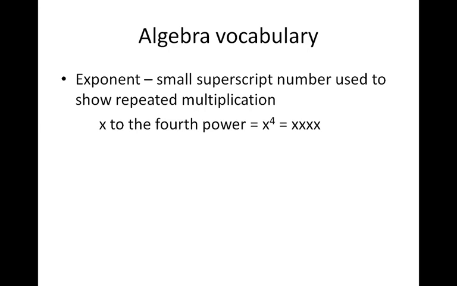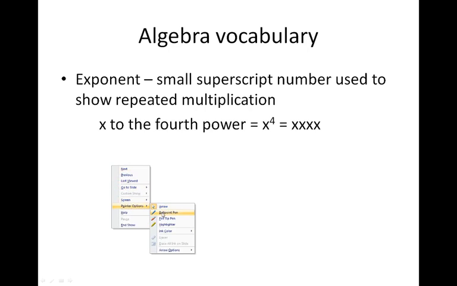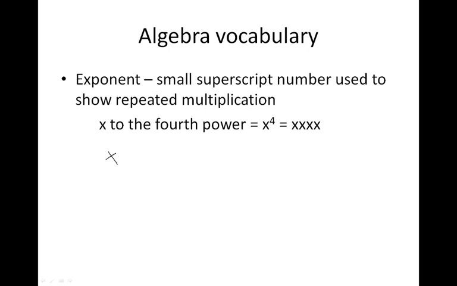All right, so used to show repeated multiplication. So if x, let me go back to my pointer here, if x equals 2, well, then that's 2 times 2 times 2 times 2, right? So that would be 2 times 2 is 4, times 2 is 8, times 2 is 16. So x to the fourth power is equal to x times x times x times x.